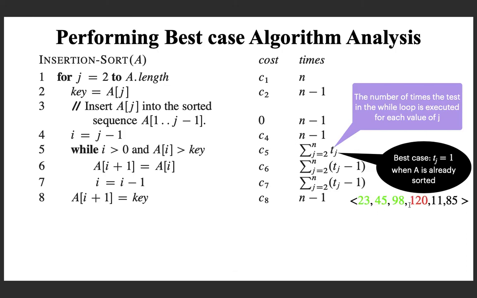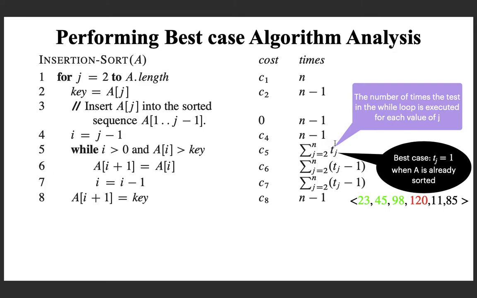Suppose you already have a sorted list like this and you are going to insert 120. Then only one checking is required. The first time itself you can see that A[i], which is 98, is not greater than 120. So in the first time itself the check will fail and the control will come out of the loop. So this is the best case.